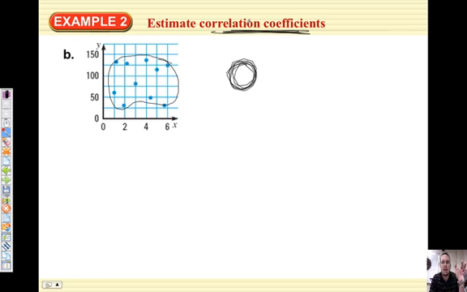So there's two things I could ask. I could say, what type of correlation does it have? You would say, no correlation. Or I could say, what is the correlation coefficient? And you would say 0. So know the difference between the two questions. Alright?